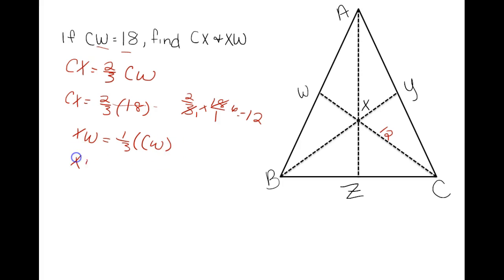We're still trying to find XW, so it's 1/3, and CW is 18. So all you're doing is substituting. And so when you multiply 1/3 times 18, 3 goes into 18 6 times. 1 times 6 is 6/1, which is 6. So XW would be 6. And if you do the math, it makes sense, right? You were given that CW was 18. So from C to W, is that really 18? What's 6 plus 12? 18.